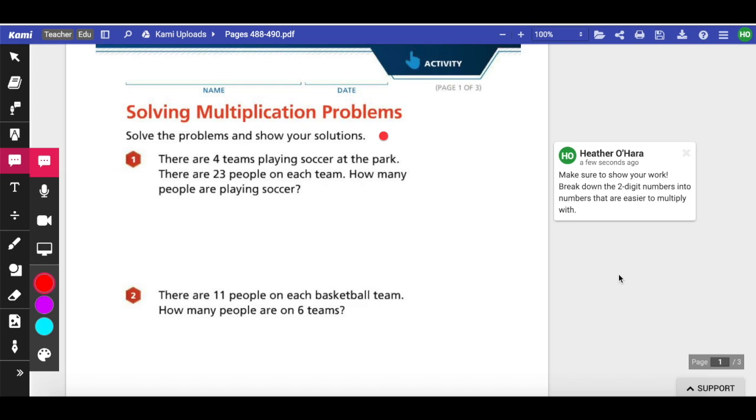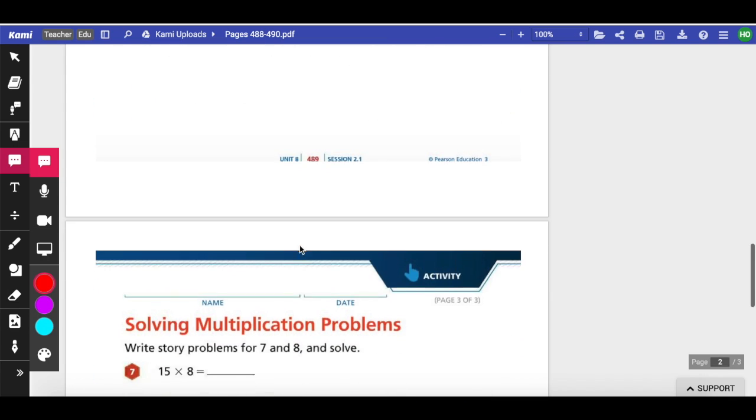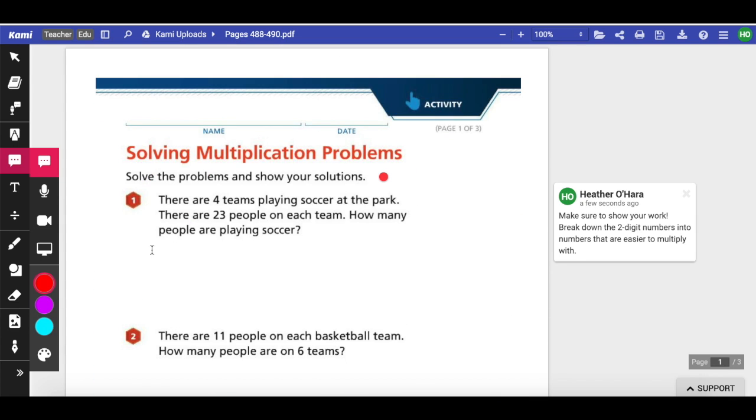Here are pages 488 to 490, which is your have-to for today, and it's solving multiplication problems. And it says solve the problems and show your solutions. And over here I said to make sure to show your work and to break down the 2-digit numbers into numbers that are easier to multiply with. So I'm going to go over number 1 to show how you can show your work, and then you can use that same thing for all the rest of the problems.